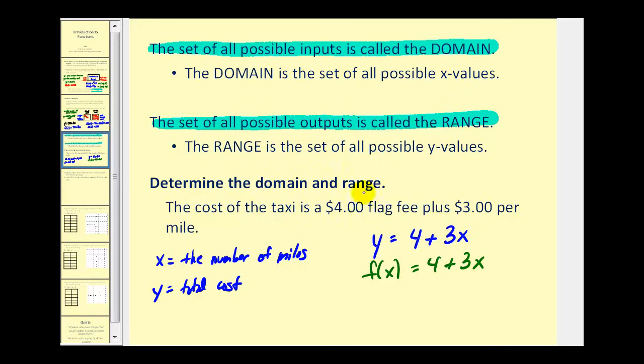So now when we talk about the domain and the range, we're talking about what the possible values for x are. And x represents the number of miles the taxi would drive. So we could get in the taxi and then get right out, and we still have a $4 fee. So it could equal 0, but x could never be negative because we can't drive negative miles. So the domain would be any number that is greater than or equal to 0.